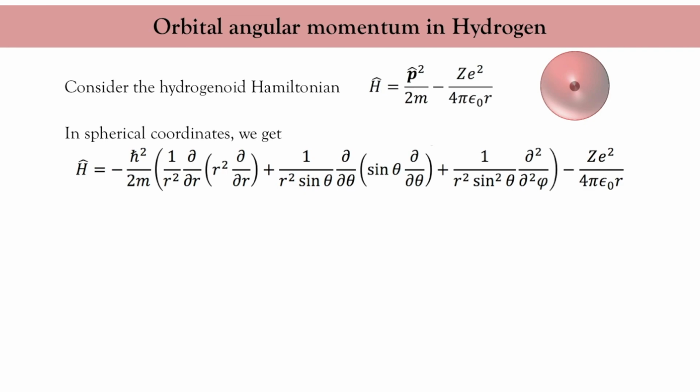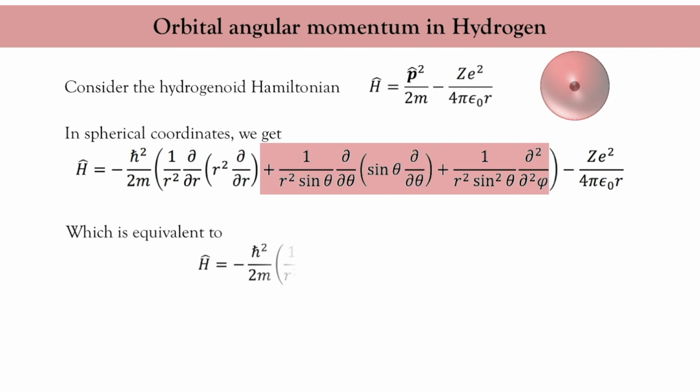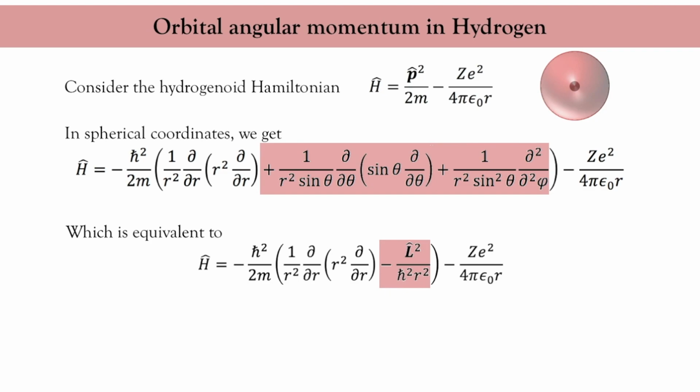Interestingly, one can recognize that these two angular terms are actually proportional to the square norm of the orbital angular momentum, L squared. We end up with a Hamiltonian that depends on the radius r only and on the orbital momentum operator L squared.